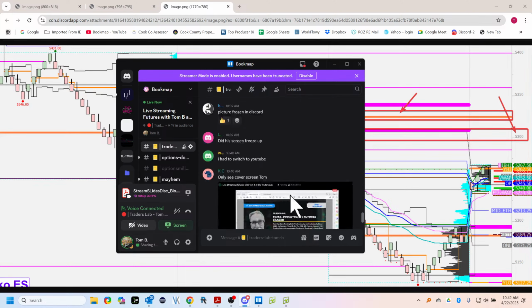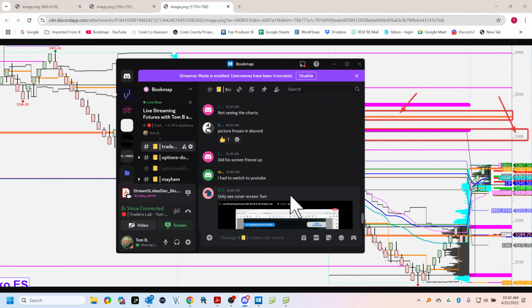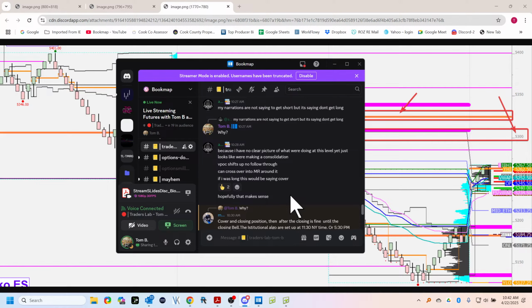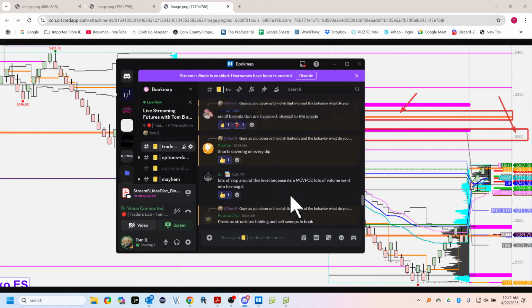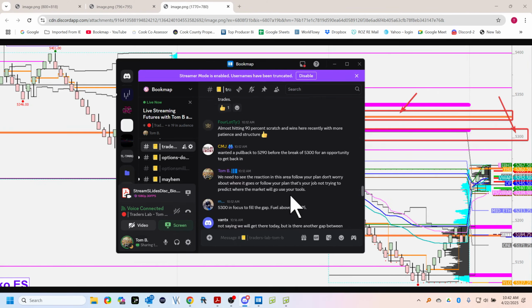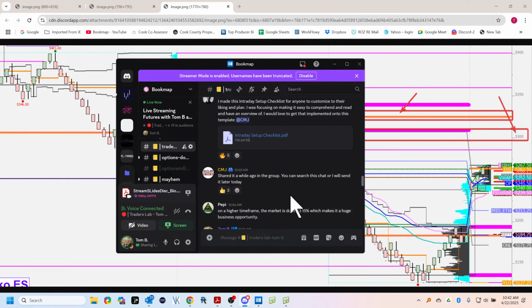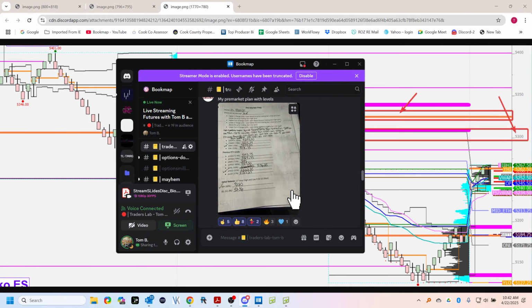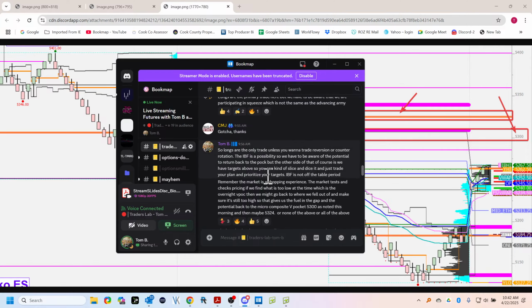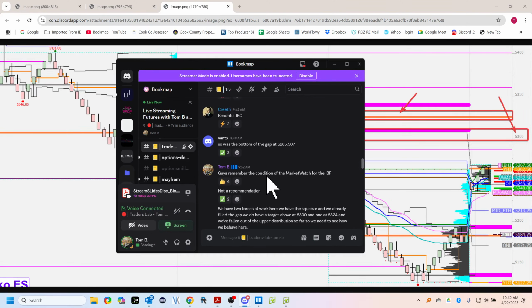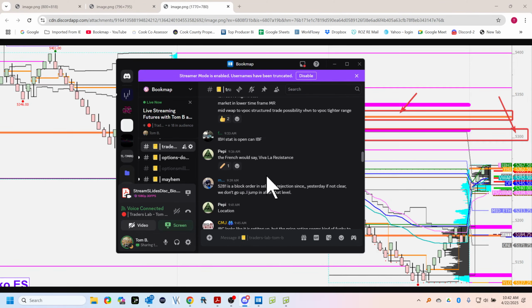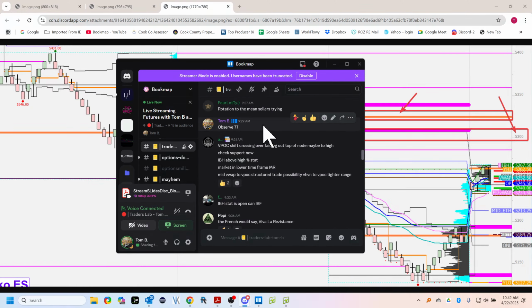This is the Trader Lab chat. This is what is going on. And there's a lot of interaction, charts posted, mutual support, and you're all welcome to Trader Lab. There's no cost for this. Someone posted their trade plan for today. And then I chime in along the way, as do others. Levels to observe, what's going on.